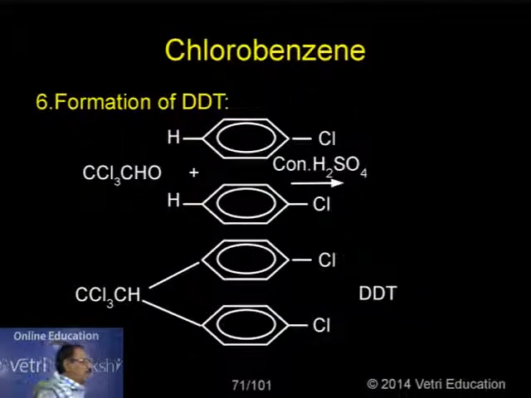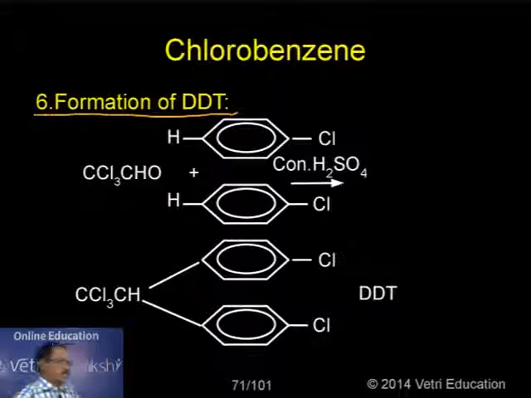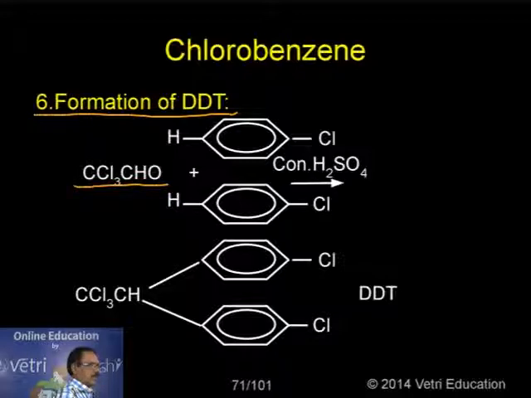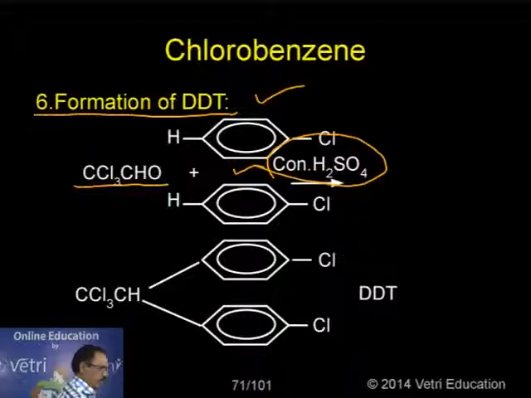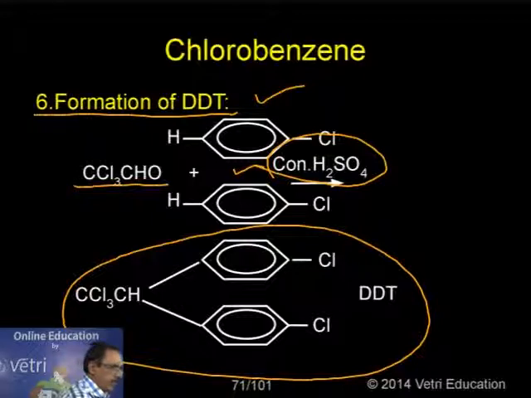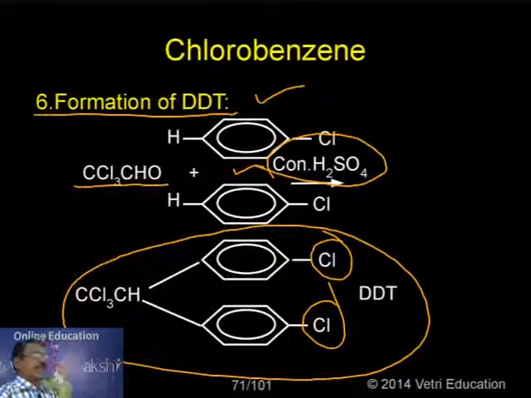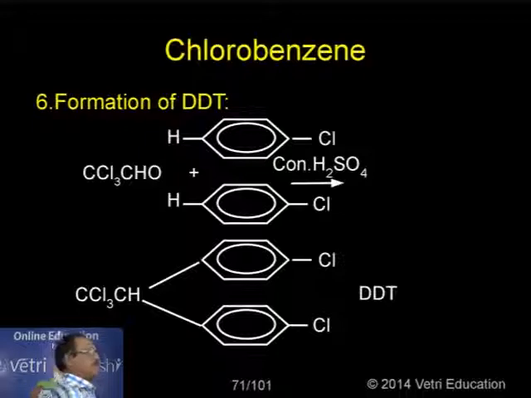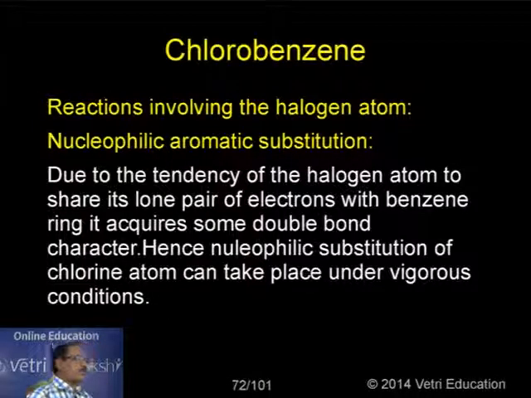Another most important reaction is the formation of DDT, that is para dichloro diphenyl trichloroethane. This is called DDT. In this case, chloral, CCl3CHO, reacts with 2 molecules of chlorobenzene in the presence of sulfuric acid. We get DDT. Kindly follow, there are 2 benzene rings with chlorine in the para position. So para dichloro diphenyl trichloroethane is the product, nothing but DDT. This is another interesting product coming under chlorobenzene.